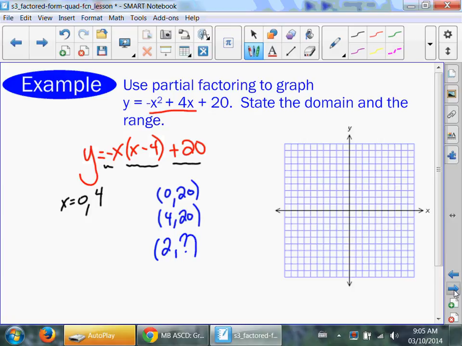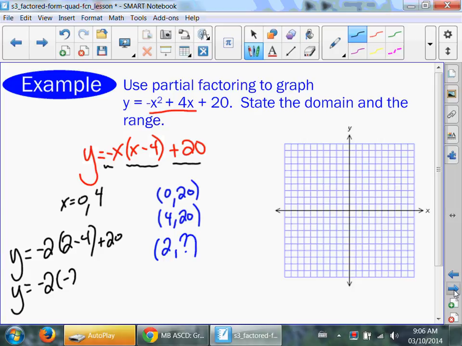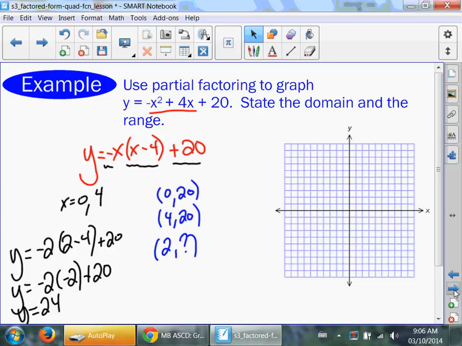So how do we find out what that point is? Well, we can plug this x value of 2 into the function. So if we go ahead and do that, we have y equals negative 2 times (2 minus 4) plus 20. So y equals negative 2 times negative 2 plus 20. So that's going to be 24. So we know then that the vertex is at 24, so we can make our scales using that information.